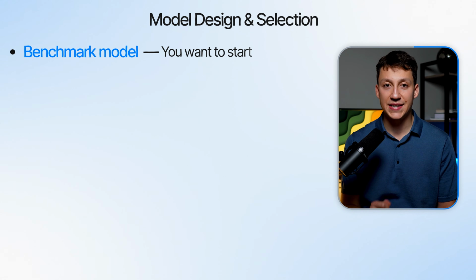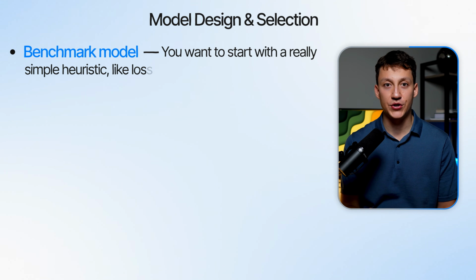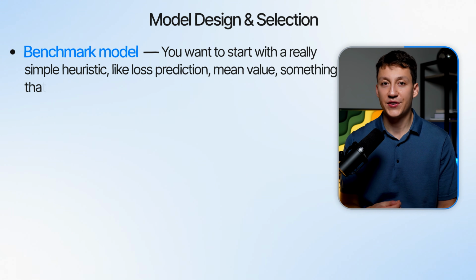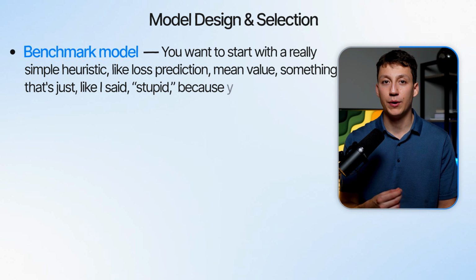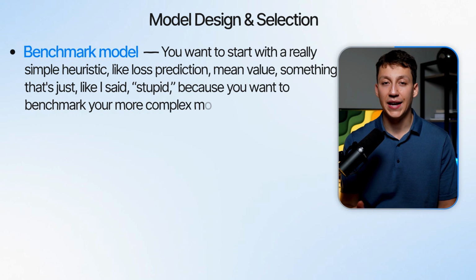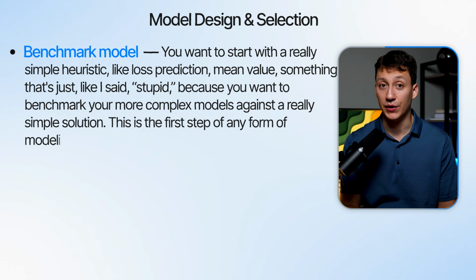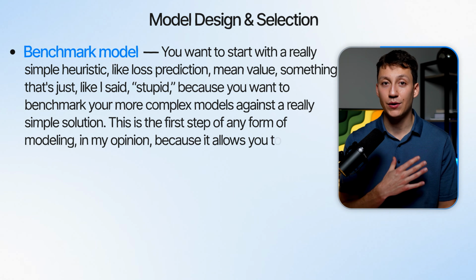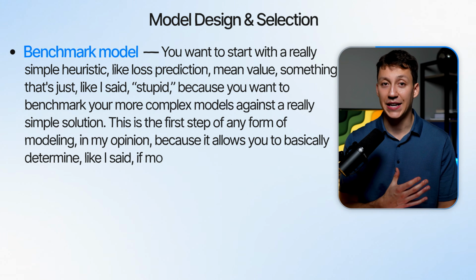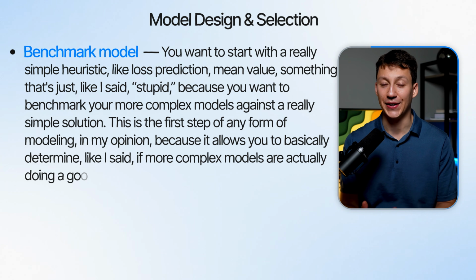You want to start with a really simple heuristic like last prediction, mean value, something that's just, like I said, stupid, because you want to benchmark your more complex models against a really simple solution. This is the first step of any form of modeling, in my opinion, because it allows you to basically determine, like I said, if your more complex models are actually doing a good job.